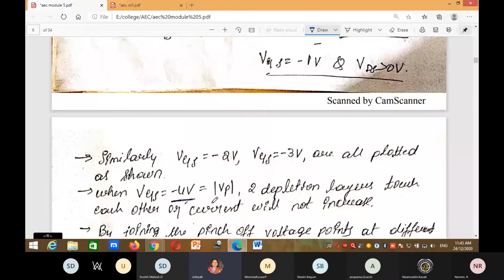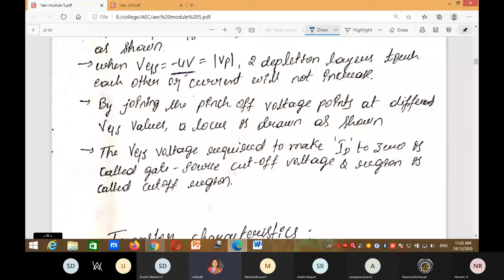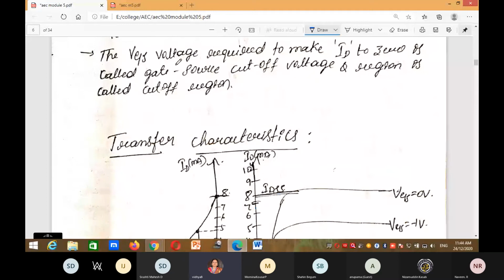When VGS is equal to -4, at VP, that is the pinch-off voltage, the two depletion layers touch each other and our current will not increase. By joining the pinch-off voltage points at different VGS values, a locus is drawn as shown in the figure. The VGS voltage required to make ID zero is called the gate-source cutoff voltage, and the region is called the cutoff region.